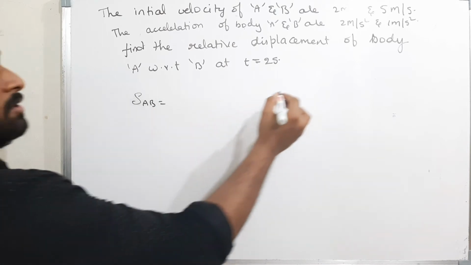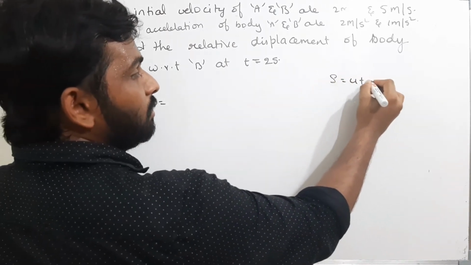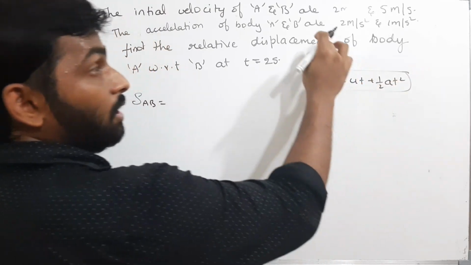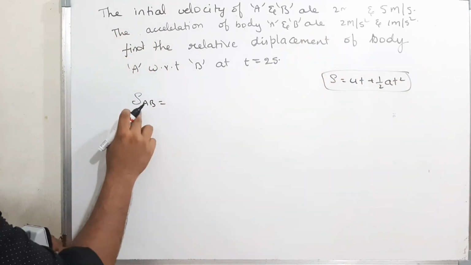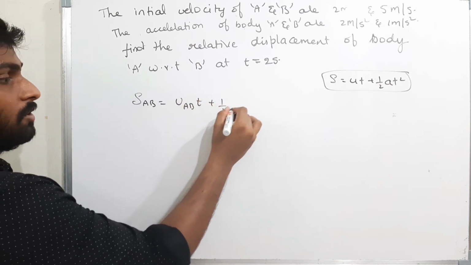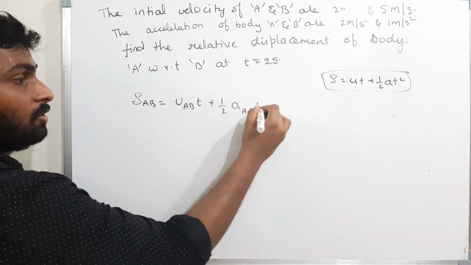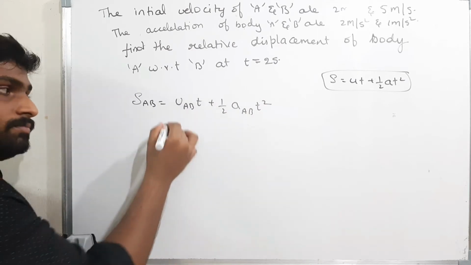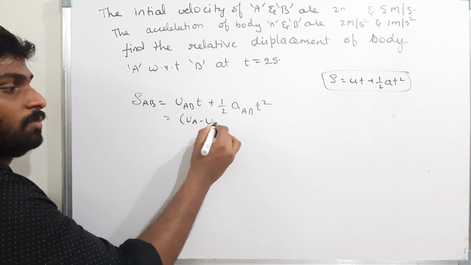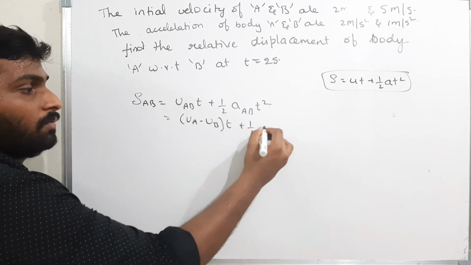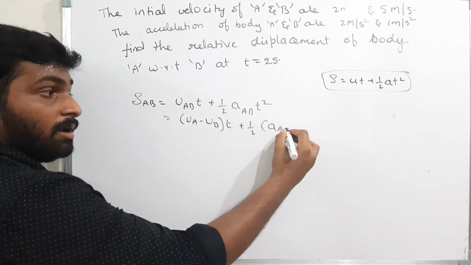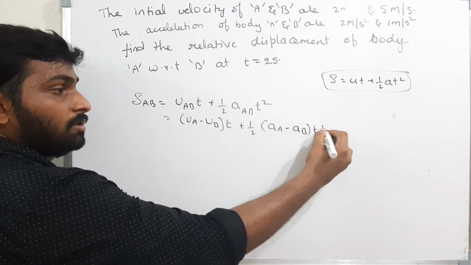Now what is the equation I can use? S is equal to ut plus half at square. The same equation I can use in relative motion also. That means S_AB is equal to U_AB into time plus half into acceleration A_AB into time t square. I want to find this. U_AB is U_A minus U_B, into time, plus half into the acceleration of A minus the acceleration of body B, into t square.